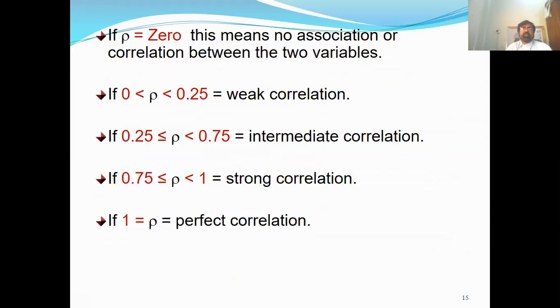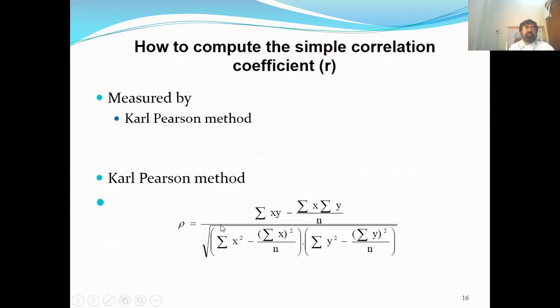If rho is equal to 0, this means no association or correlation between the two variables. If 0 is less than rho is less than 0.25, the weak correlation. If 0.25 is less than or equal to rho and rho is less than 0.75, intermediate correlation. And if the value of rho falls between 0.75 and 1, this shows a strong correlation between the two variables. And if it is exactly 1, this shows a perfect correlation between the two variables.